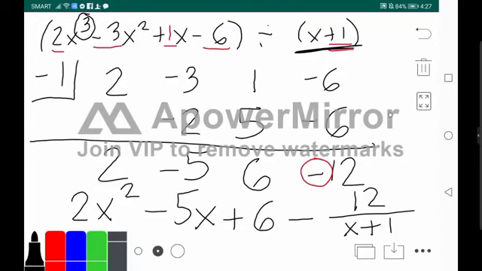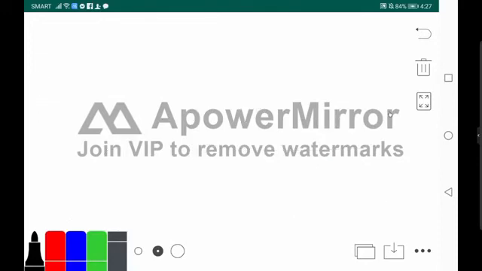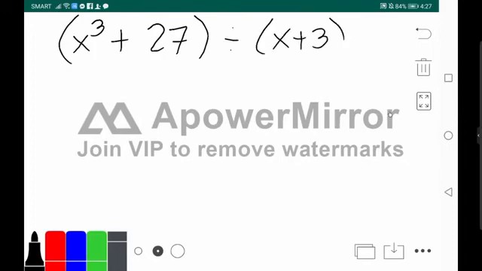So let's have another one. Let's do this one. What if I'm going to give you x cubed plus 27? I'm going to divide this by x plus 3. So, what are the coefficients? For x cubed, that's 1. Do we have x squared? No, we don't have x squared, so you need to write 0 for x squared. After x squared, you'll have x. Do we have x there? No, we don't have x, so you need to write 0 for x. And the constant term, 27.